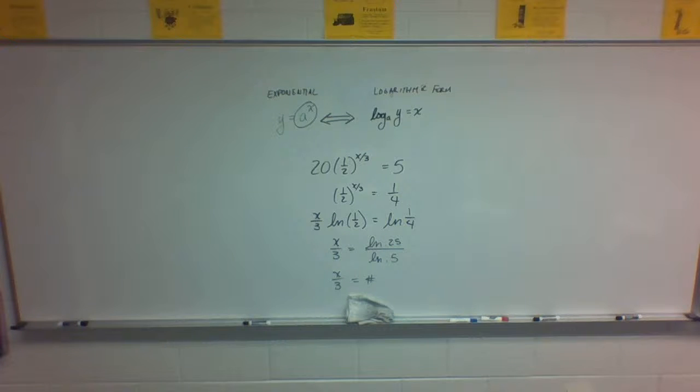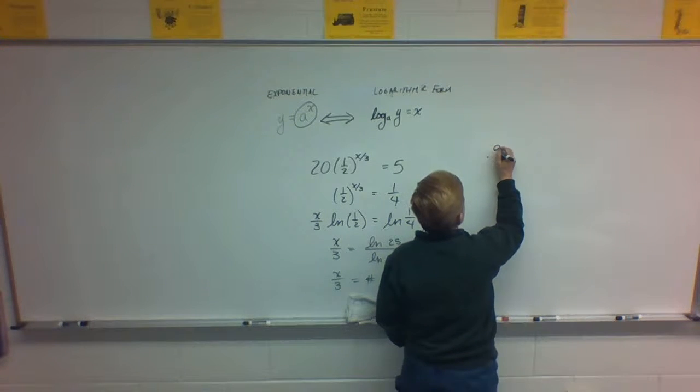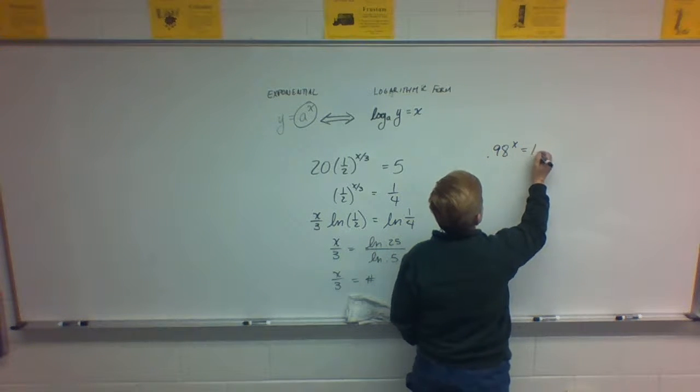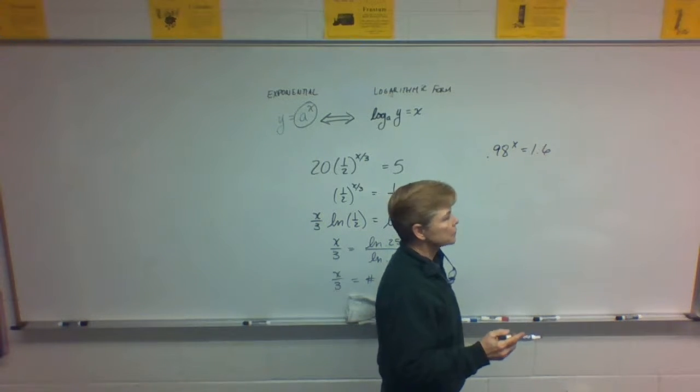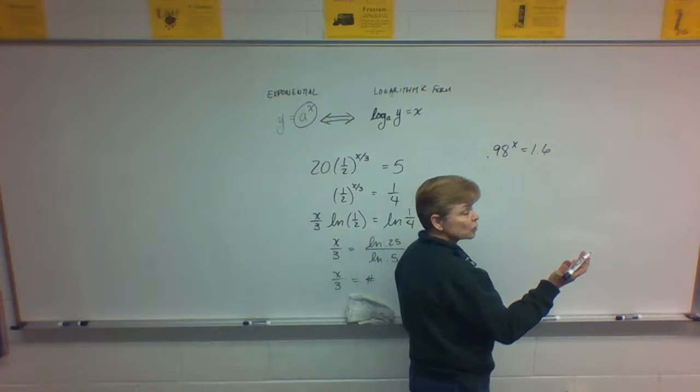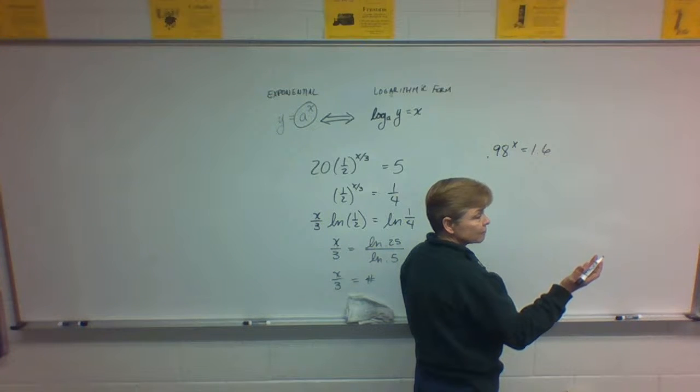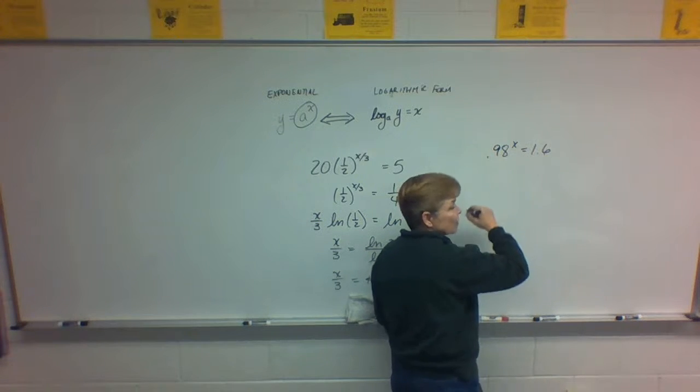Oh, yeah, no. Number 12 says 0.98 to the x equals 1.6. What form is this in? What are you gonna do to it? Change it to a log. And are we ready to change it to a log right now, or do we have to do something? We're ready, because the exponent's isolated already.